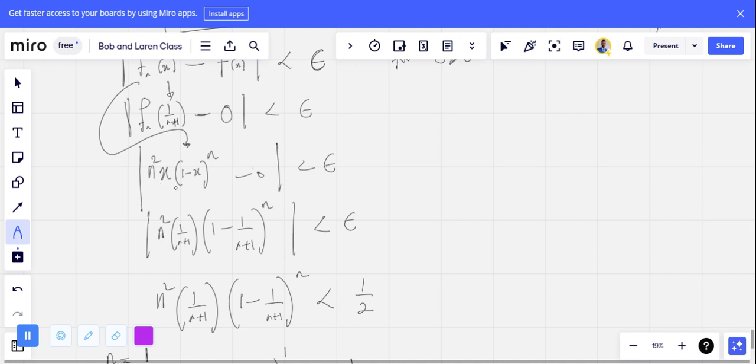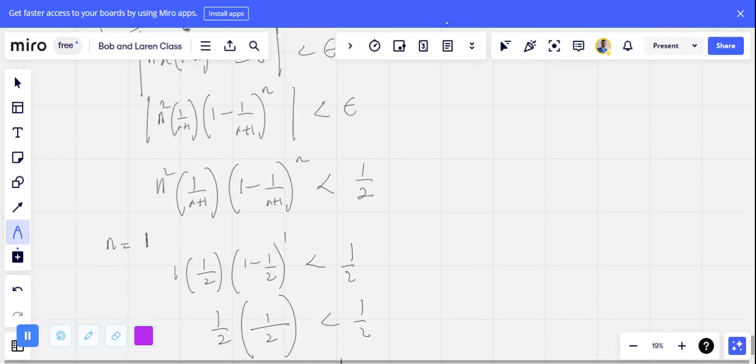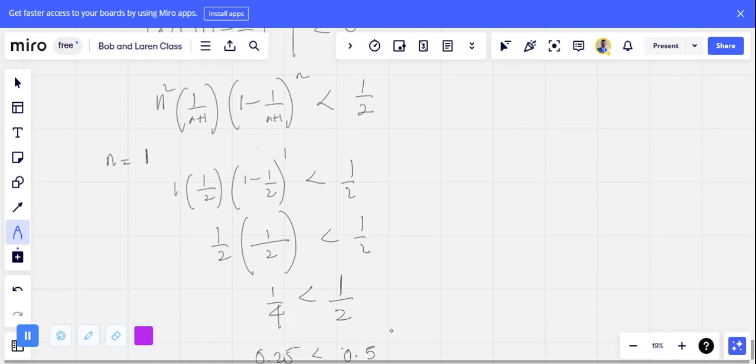I have n squared x, and I have 1 minus x to the power of n. If I substitute x as 1 over n plus 1, okay, this is what I should have. So now that I use 1, it is true. It is true for when n equals 1. But what if n is equal to 2? Is it going to be true? I'm very sure it is not going to be true.